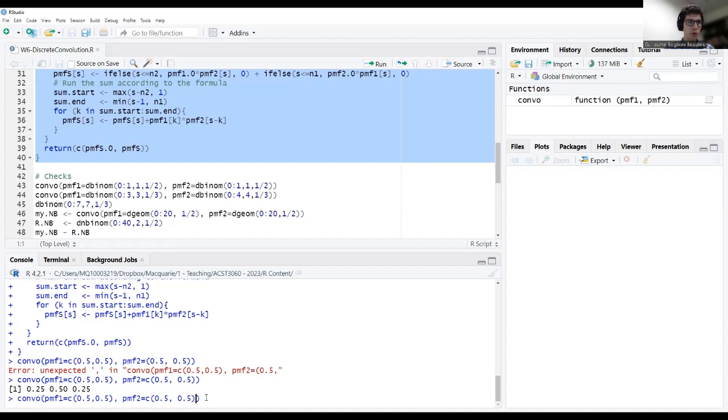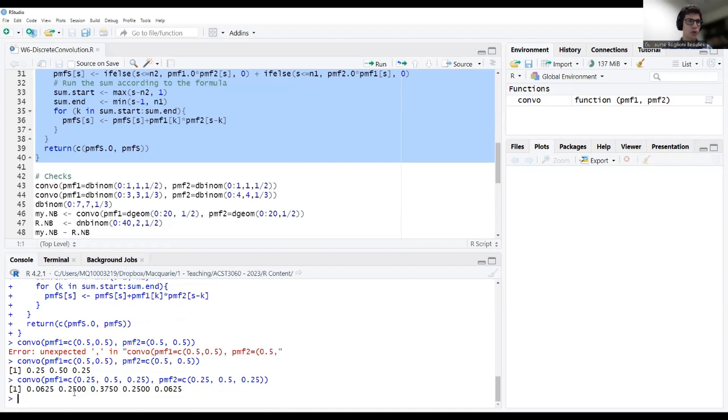If we try it again here, let's sum two binomials of size 2 and probability of success 50%. Basically, I'm going to take the convolution of this with another random variable with this as a probability mass function. Then I should get a binomial with 4 trials and 50%. Okay, let's see.